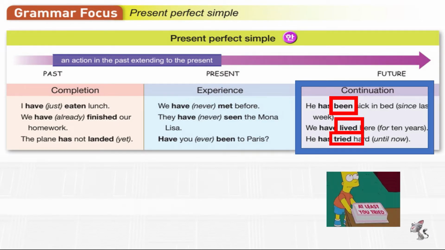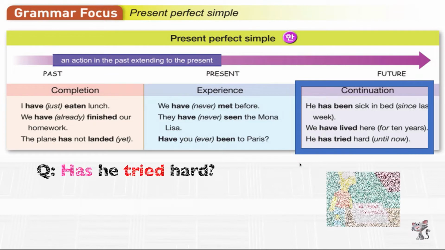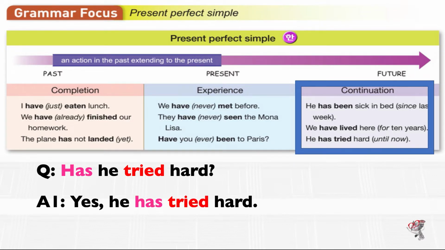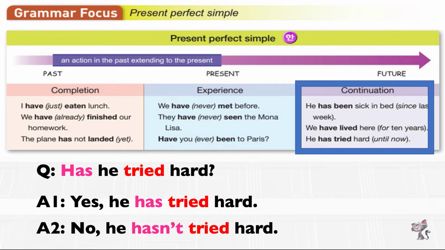Which one? For the last sentence, he has tried hard. Has he tried hard? Oh, spot on. Has he tried hard? And the answer? Yes, he has tried hard. Perfect. Or no, he hasn't tried hard. So there you go. No, he has never tried hard.